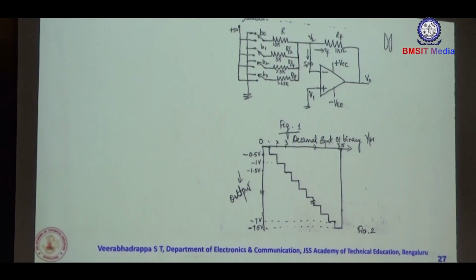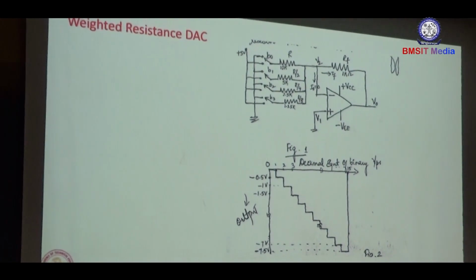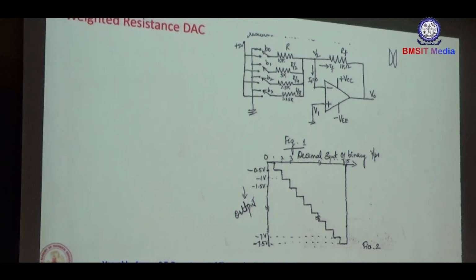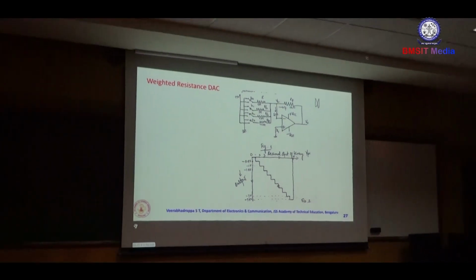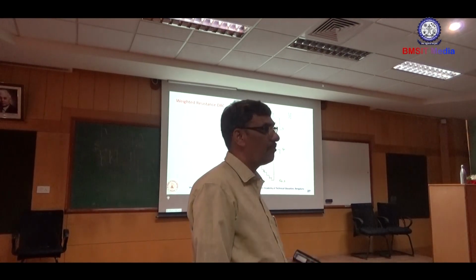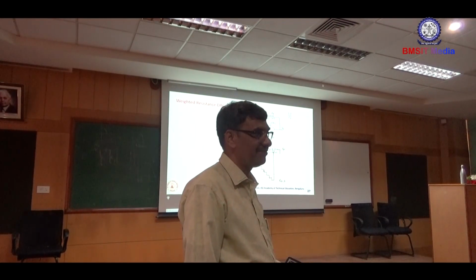I told you there is a difference between a summer, a summing amplifier, and an adder circuit. In an adder circuit, the output is simply proportional to the sum of the inputs. But in a summer circuit, the output is proportional to A into B1 plus B into B2 and so on. You are going to get some weightage to that. In a weighted resistance circuit, you give the weightage to each bit.